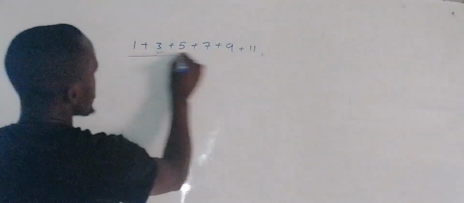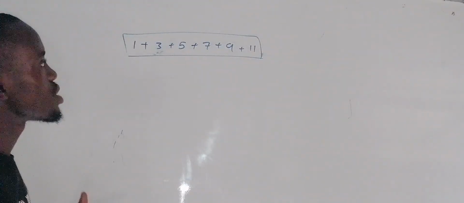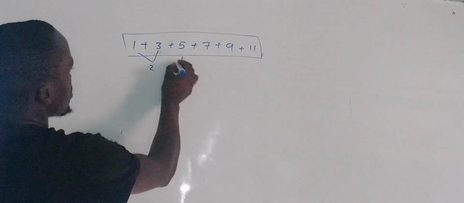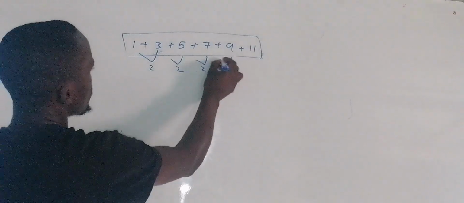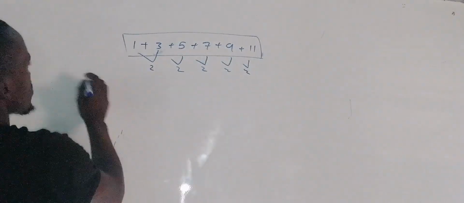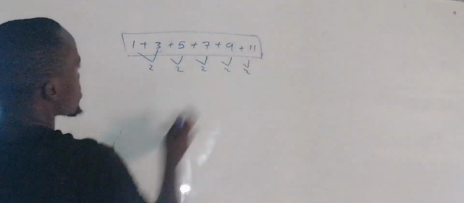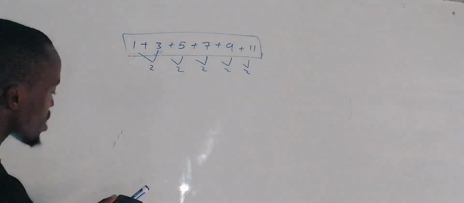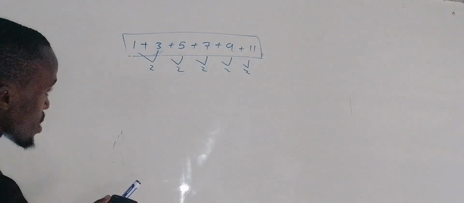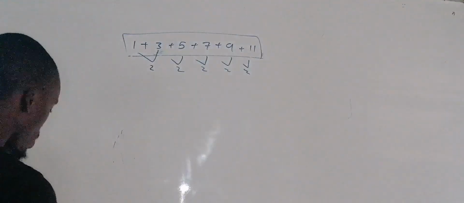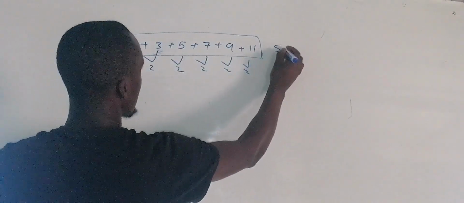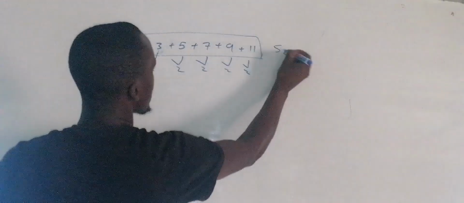So you check if this is geometric or linear. So this minus that is 2, 2, 2, 2, and 2. So you can calculate the sum of the 6 terms. Let me just use the calculator. I want to show you something. 1 plus 3 plus 5 plus 7 plus 9 plus 11. The sum of the 6 terms is 36.